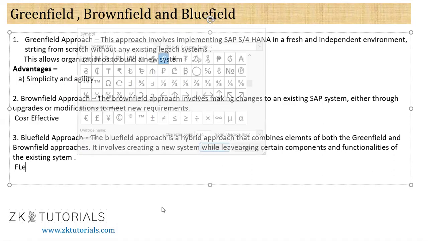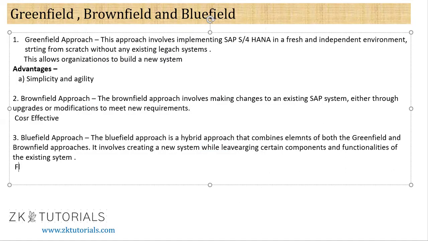Flexibility: an organization can cherry pick the components or functionalities they want to migrate or improve, allowing for a flexible and phased approach. Second is risk mitigation. By gradually migrating to the new system, organizations can mitigate risks associated with data integrity, business disruption, and change management.